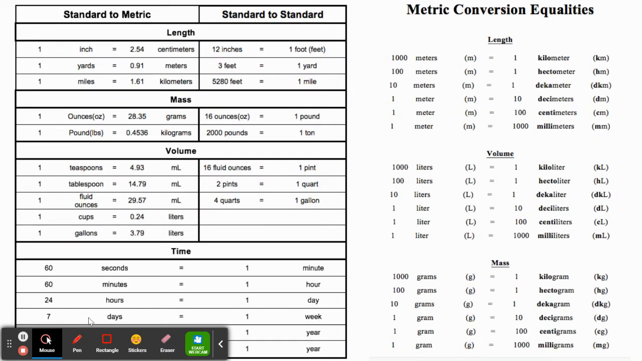In your unit packet that you should have gotten on Wednesday, you will see this conversion chart. It goes through lots of the basic ones that we usually use. So standard to metric: inches, yards, and miles into the metric units, ounces and pounds into metric mass, teaspoons, tablespoons, ounces, gallons, cups into liters. Those are all for volume. And then we even have some for time down here at the bottom. On the other side, we have the metric to metric conversion. So some of the common ones, like 1,000 meters is equal to 1 kilometer. So you can reference this as we go along, or you can use the conversion factors that are given to you on your assignment.